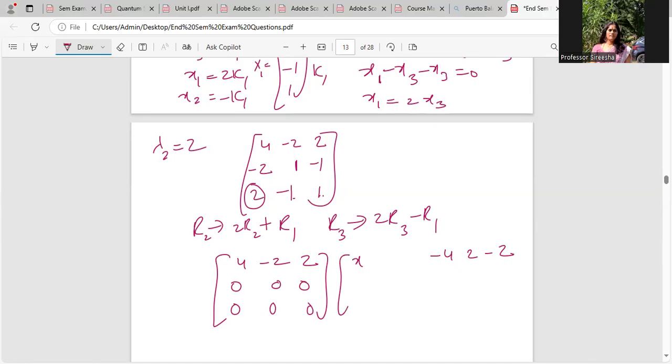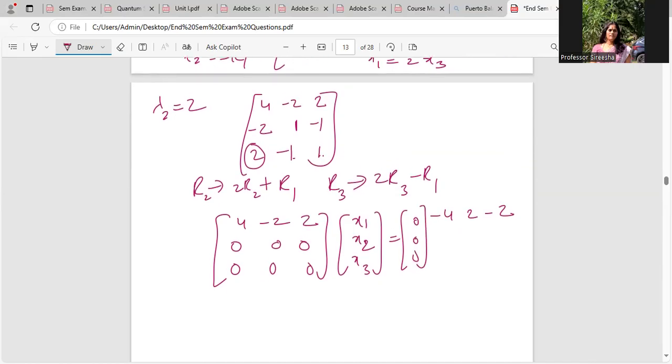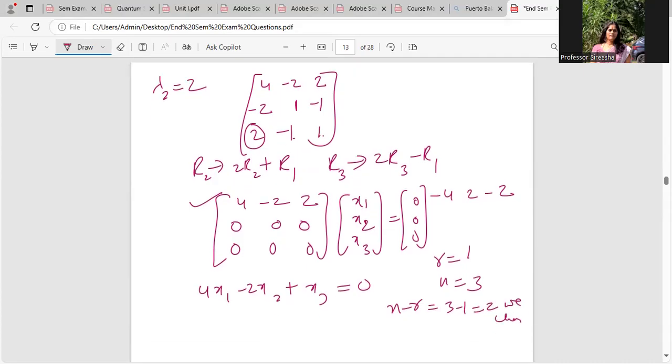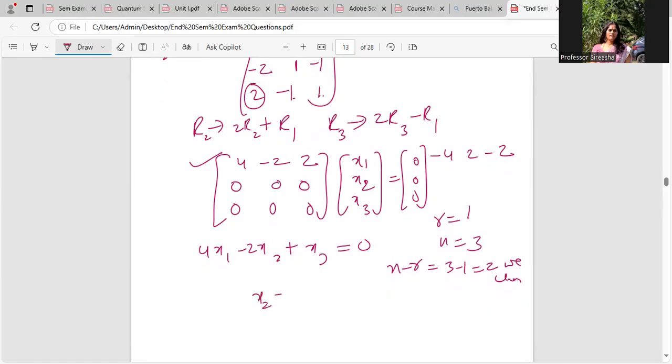Now, I'll be having this eigenvector along with the matrix. After reducing to echelon form, I'll write it in the format of system of equations. So what it will be? 4x1 minus 2x2 plus x3 is equal to 0. Or in other words, I have to observe here that the rank is 1 and the number of unknowns are 3. So I'll be choosing n minus r, that is 3 minus 1, 2 unknowns we choose. So you choose accordingly. Let x2 is equal to k2, x3 is equal to k3, right?